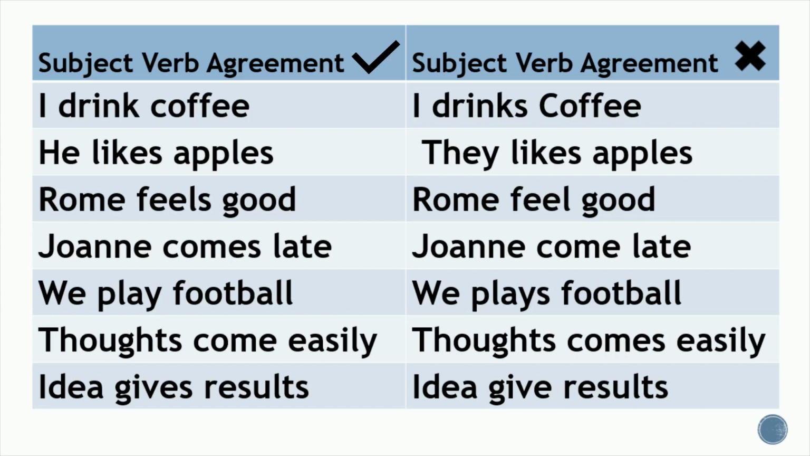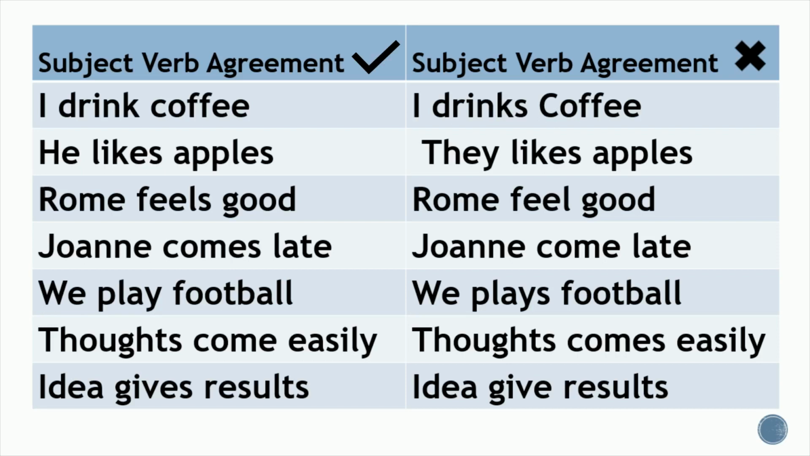Thoughts come easily. Thoughts, a third person plural subject, many thoughts, cannot take the structure verb plus s. So the subject thoughts and the verb come agree with each other, and the sentence thoughts come easily is a right sentence because there is subject-verb agreement. The same sentence in column 2 reads, thoughts comes easily. A third person plural subject cannot take the structure verb plus s. So the subject thoughts and the verb comes do not agree with each other, and the sentence thoughts comes easily is a wrong sentence because there is no subject-verb agreement. The subject does not agree with the verb.